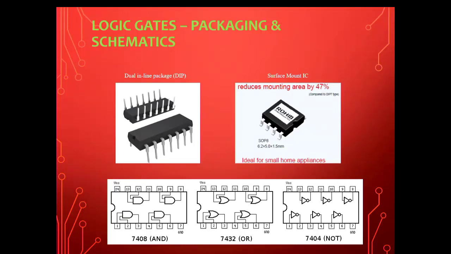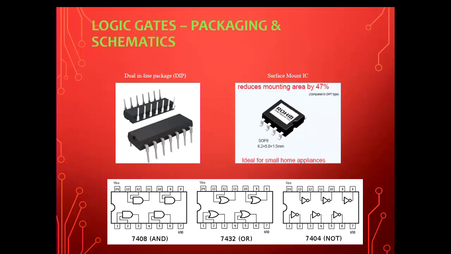We also have these surface mount ICs, which are smaller in size. They're compact, they're flat, and they appear good and very small in size. One of the reasons things are getting smaller, skinnier, and slimmer is this type of packaging. It reduces the mounting area by almost 47%.